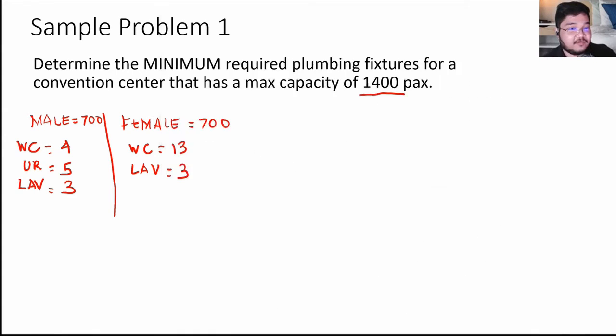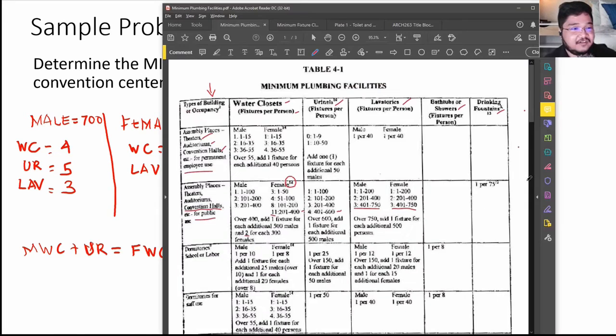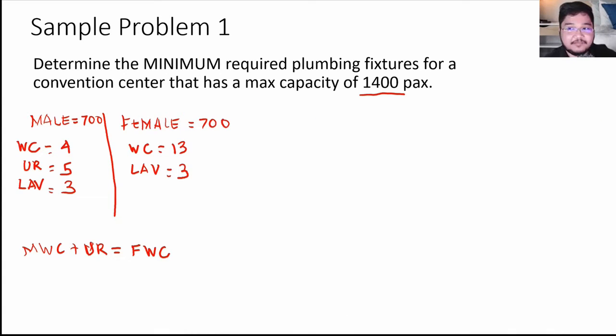So if I'm going to write that in a mathematical equation, that will be male water closets plus the urinals should equal the female water closets there. Now, as you can see in our problem, the water closets for the females is 13. And then if you add the water closets and urinals for the male, that's only 9. So it does not satisfy this equation right here.